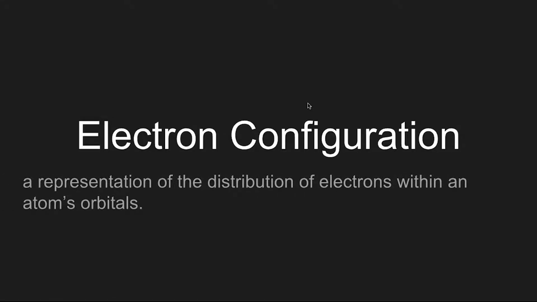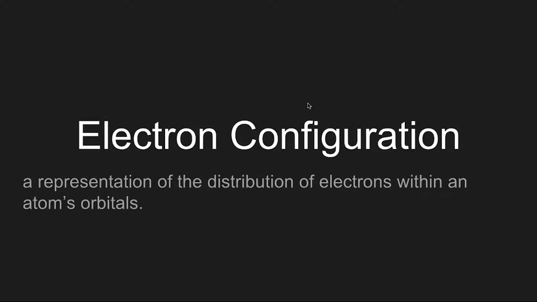Today, we're going to be covering electron configurations. So let's start off by answering what is an electron configuration. Basically, an electron configuration is a representation of the distribution of electrons within an atom's orbitals.